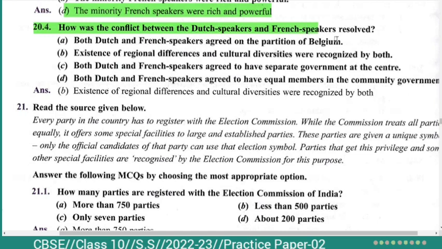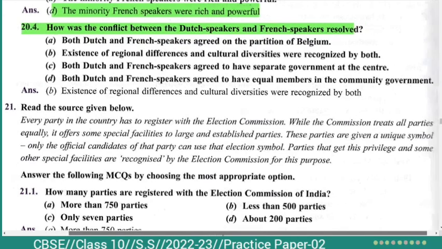Question number 20.4. How was the conflict between the Dutch speakers and French speakers resolved? Option A. Both Dutch and French speakers agreed on the partition of Belgium. B. Existence of regional differences and cultural diversities were recognized by both. C. Both Dutch and French speakers agreed to have separate government at the center. D. Both Dutch and French speakers agreed to have equal members in the community government.